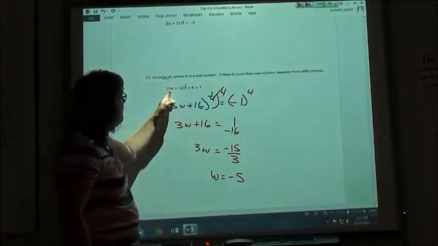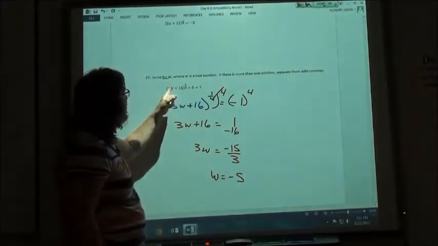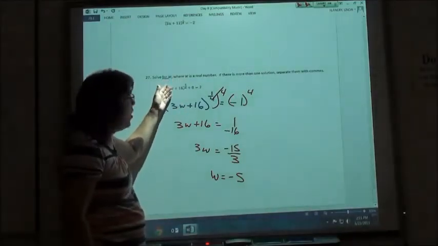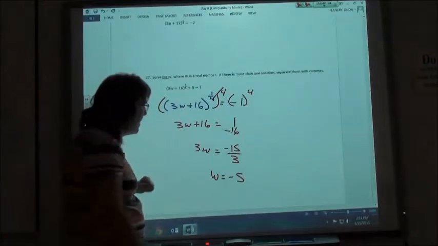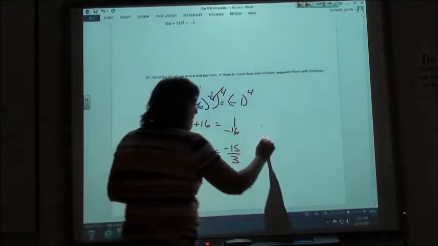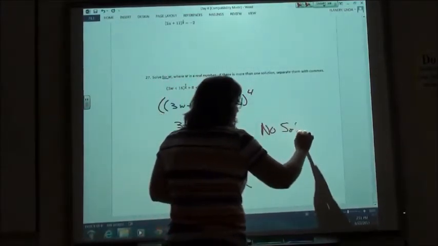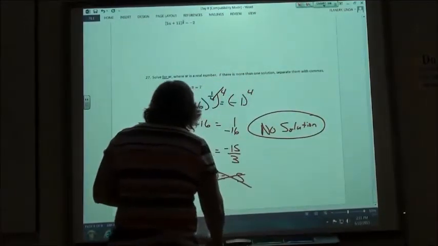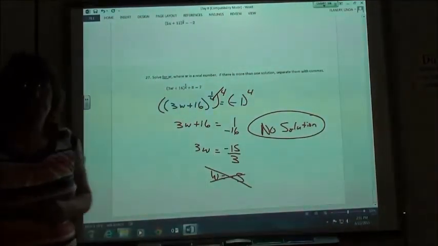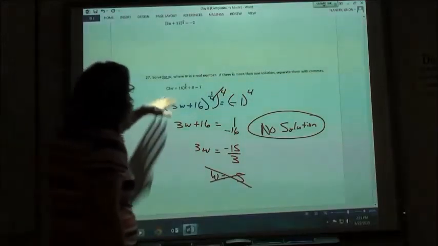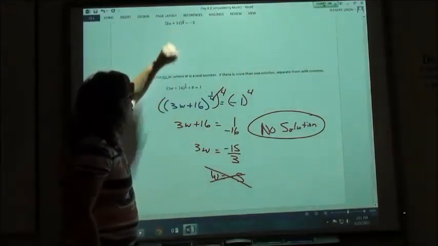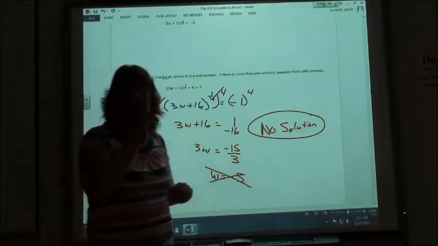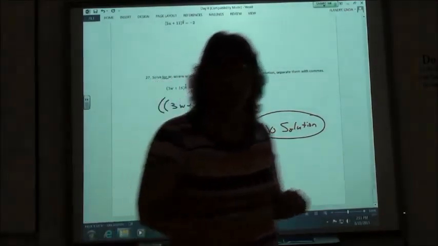But if I would check that out, 3 times negative 5 is negative 15, plus 16 is 1. The fourth root of 1 is still 1, and 1 plus 8 is 9, not 7. So we get a no solution. Now, all of ours were unit fractions where you had 1/4 and 1/3. If you would have something like 2/3, you'd have to do the 3/2 power. You have to do the reciprocal of that fraction.